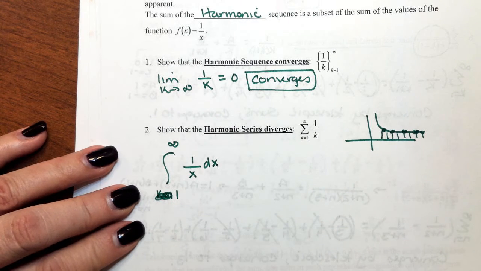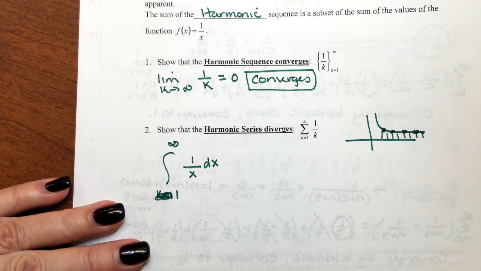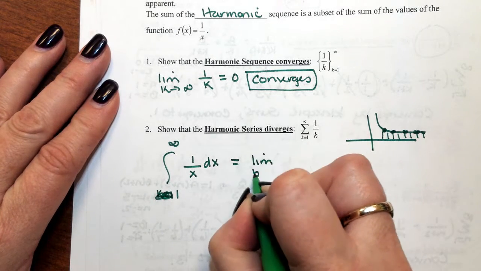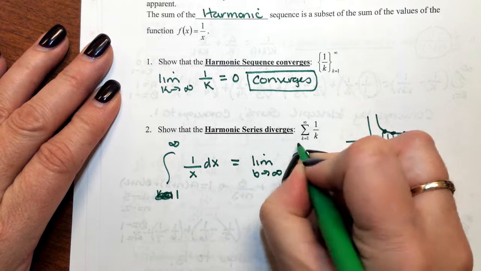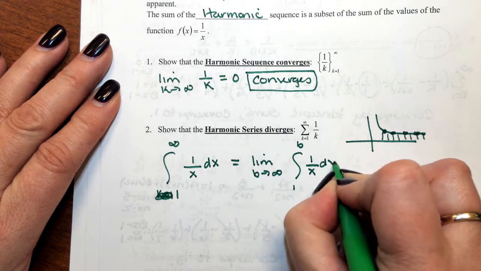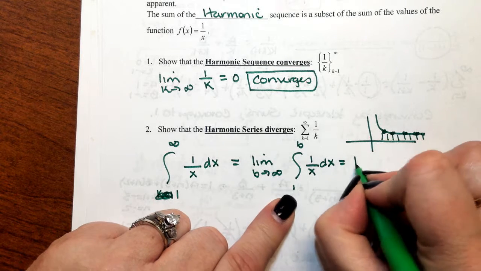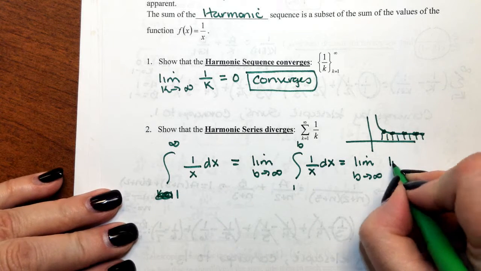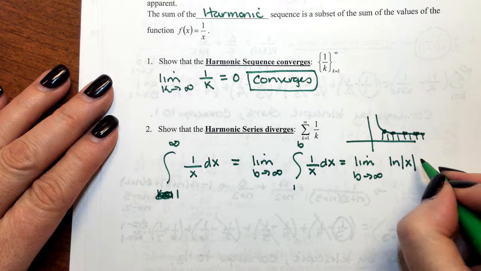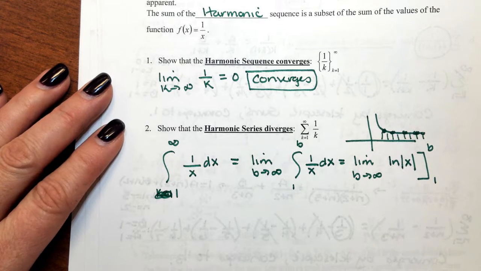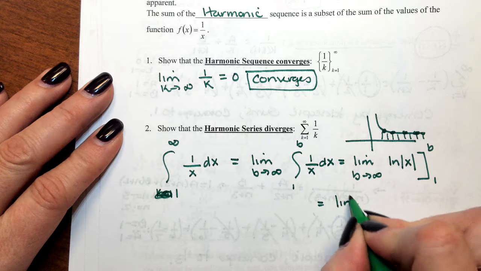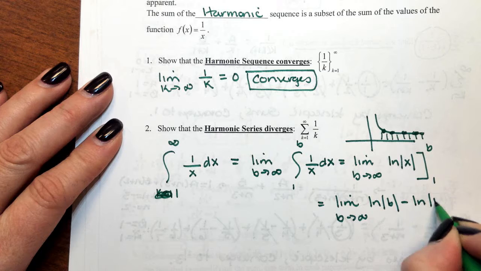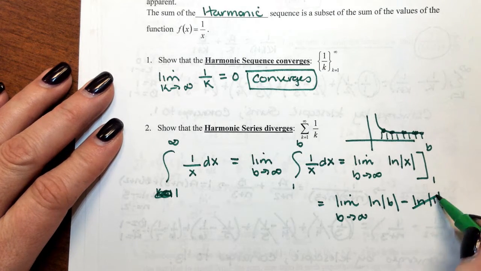Remember we did improper integrals back in chapter 7. So remember the way we dealt with our improper integrals is I'm going to rewrite that upper bound, the limit, as b goes to infinity from 1 to b of 1 over x dx. So when I integrate, I have the limit as b goes to infinity, and the integral of 1 over x is the natural log of the absolute value of x. And again, I need to evaluate this from my lower bound of 1 to b. So I want to find the limit as b goes to infinity of the natural log of b minus the natural log of the lower bound, which is 1. Again, I know natural log 1 goes to 0.